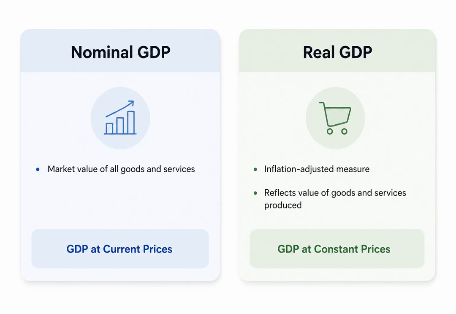It is crucial to distinguish between nominal and real GDP. Nominal GDP measures the market value of goods and services at current prices, meaning it includes the effects of inflation. Real GDP, on the other hand, is an inflation-adjusted measure, calculated at constant prices, providing a truer picture of economic growth.